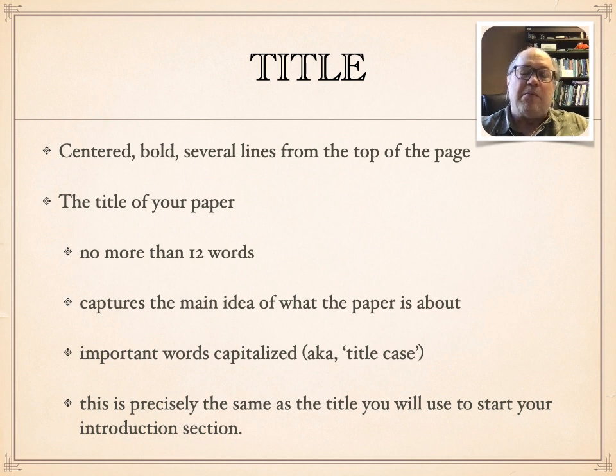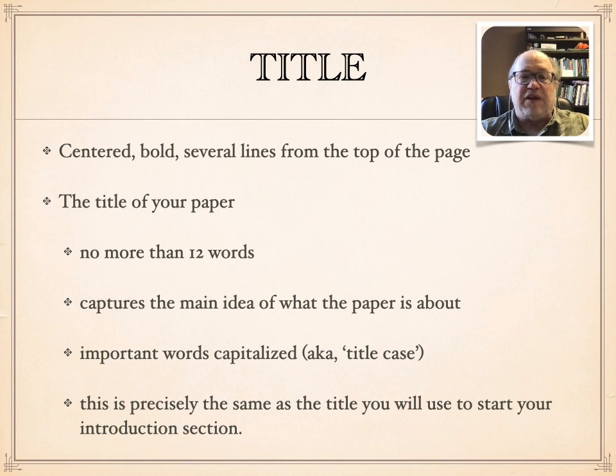It captures the main idea of what the paper is about. That is, you read the title and you have a sense of what the author is going to try to talk about in this paper, what their perspective might be, or whatever it is. Important words are capitalized. This is sometimes referred to as title case. We mentioned that when we were talking about headers a few days ago. The idea is that a title case means the important words are capitalized, minor words are not.